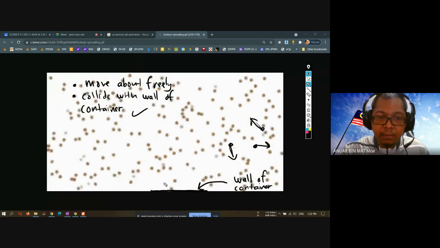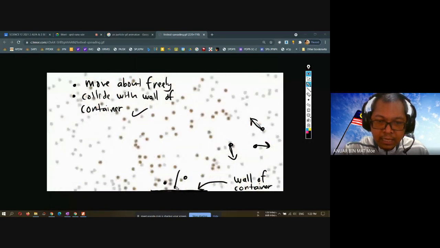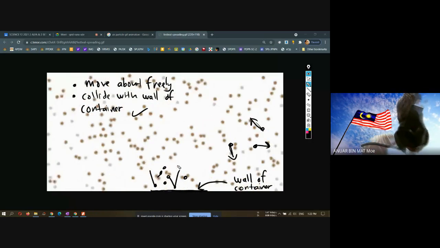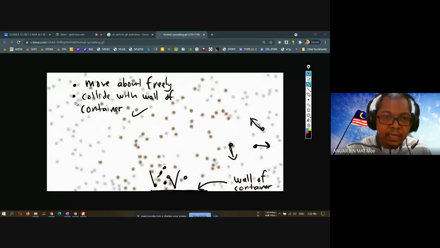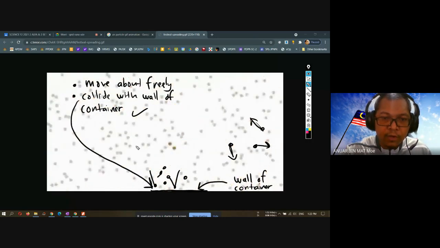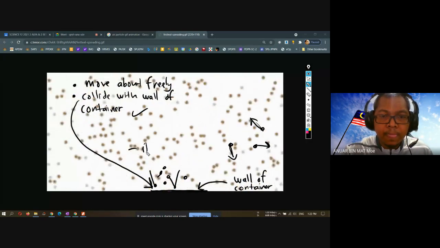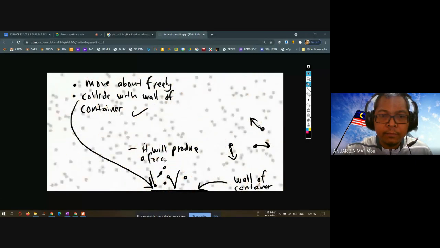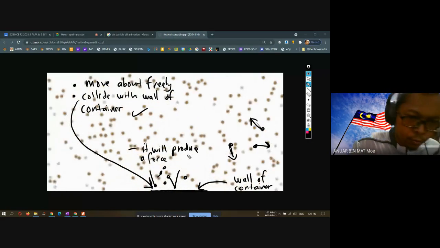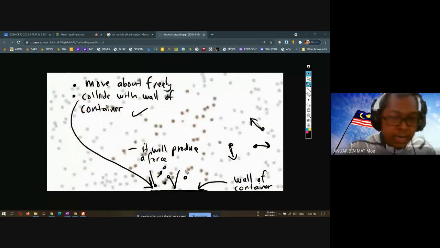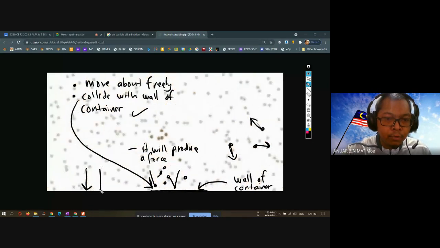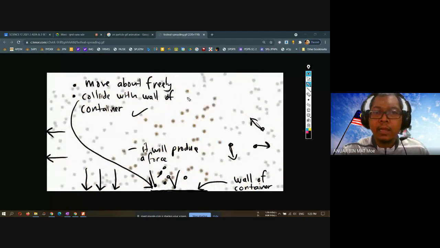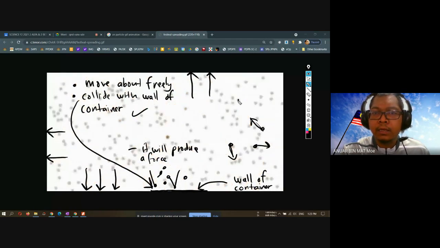Because of the particles always hitting the wall of the container, it will produce a force. It will produce a force that pushes against the wall of the container.